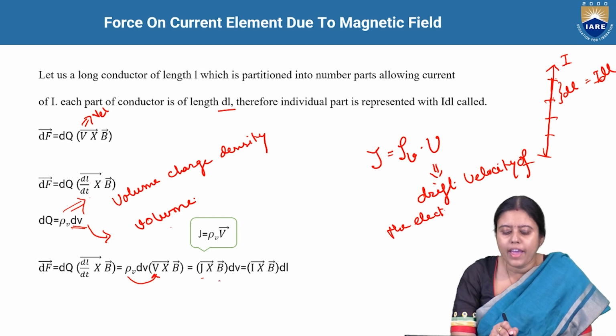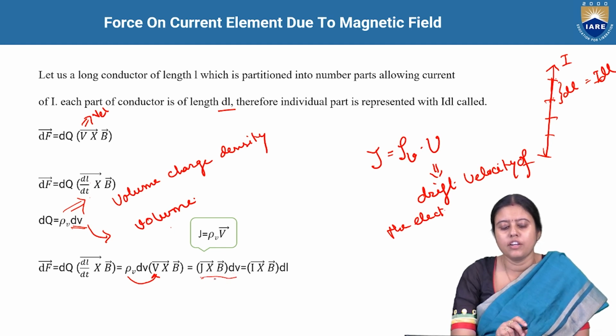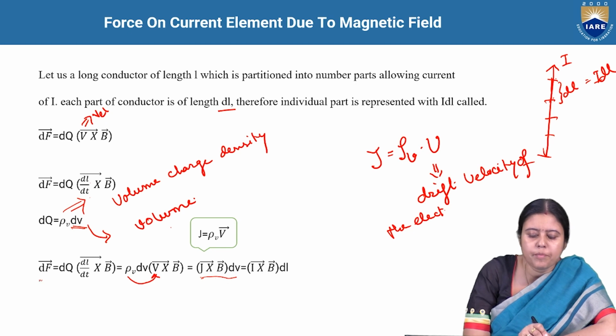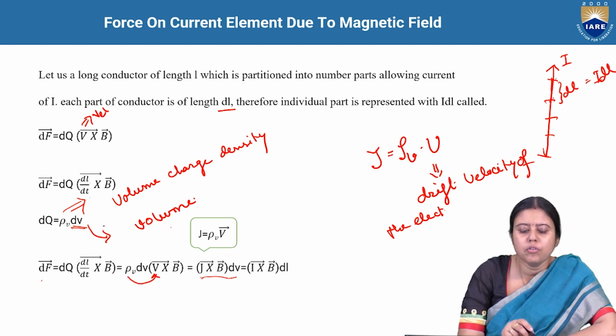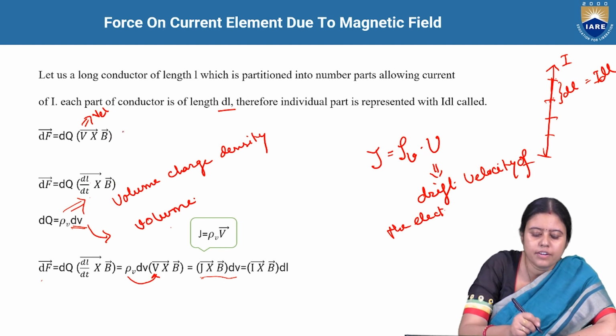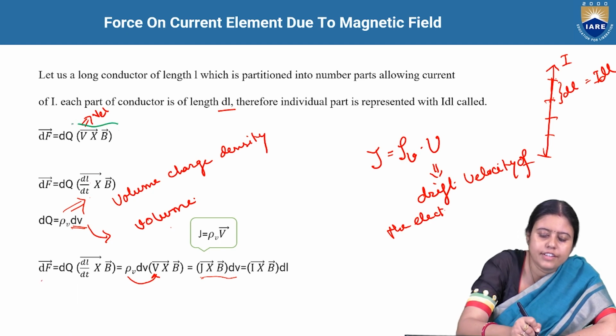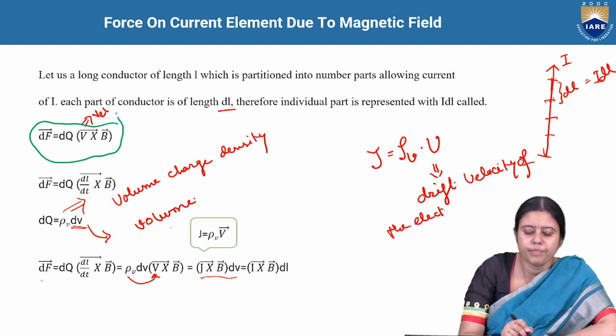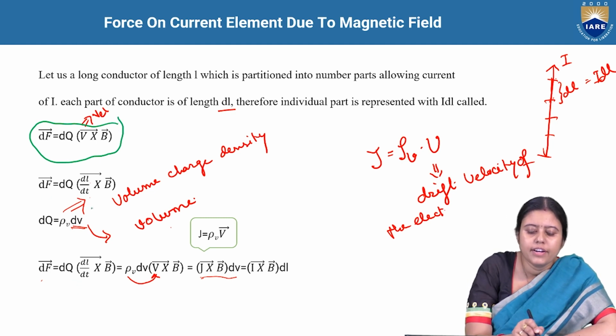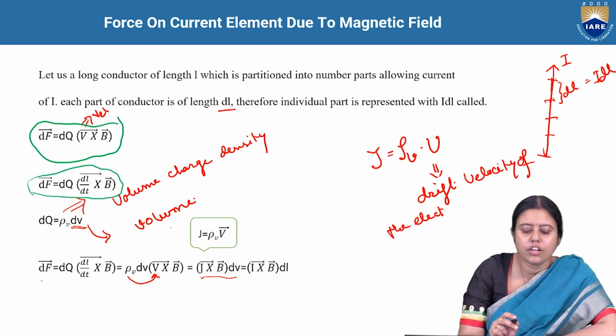So, this is another equation we got. First equation we got: dF is equal to dQ v cross B. This is our first definition. dF is equal to dQ v cross B. What is the second one? dF is equal to dQ dL by dt cross B.